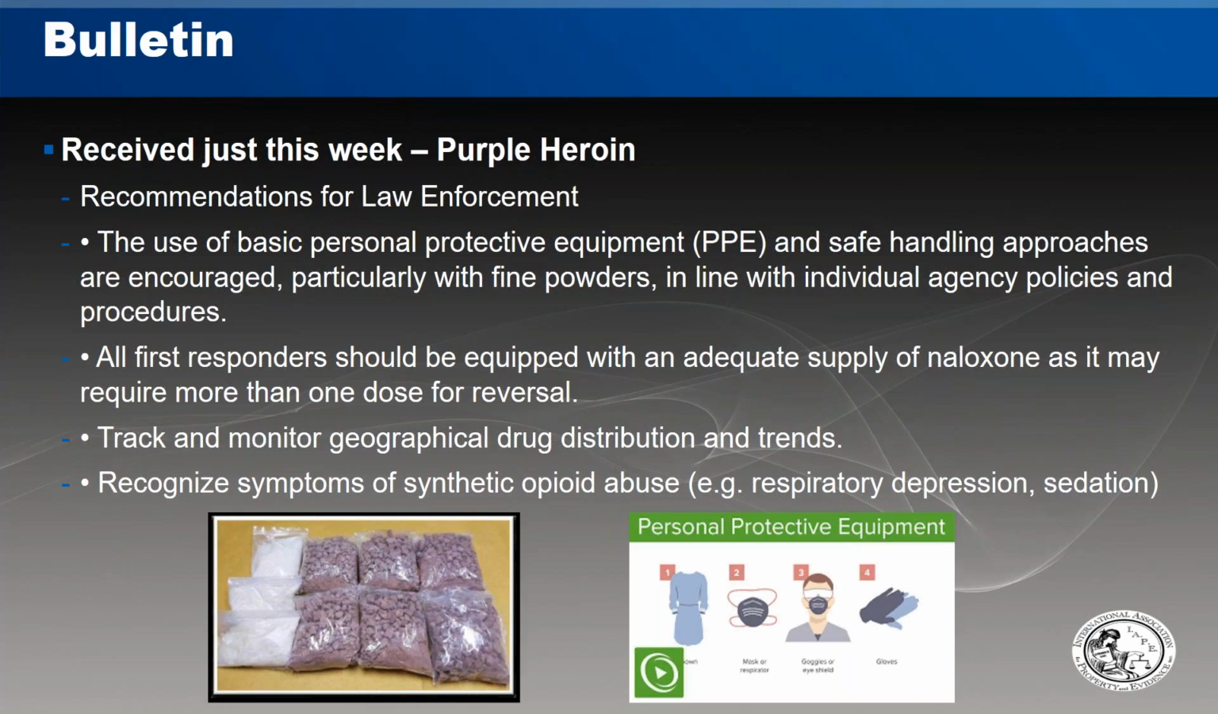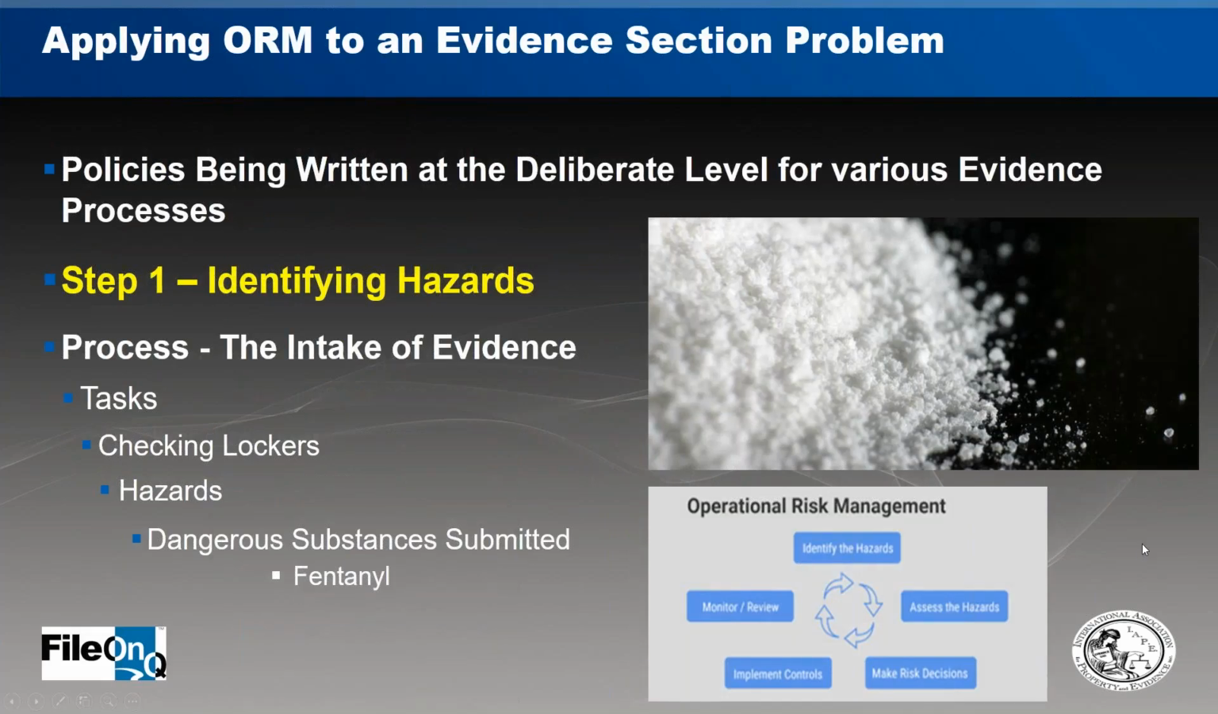So you recognize the need for PPE. You recognize that overdoses are climbing through the roof, and we want to make sure that we address this safely. Now, we're going to be taking a lot of this stuff in, and you have to address the issue. This is one of those risk decisions that you have to make. Are you going to be accepting these type of drugs into your evidence section? Well, you're not going to have much of a choice in most places. So maybe we can apply ORM to solving that problem.